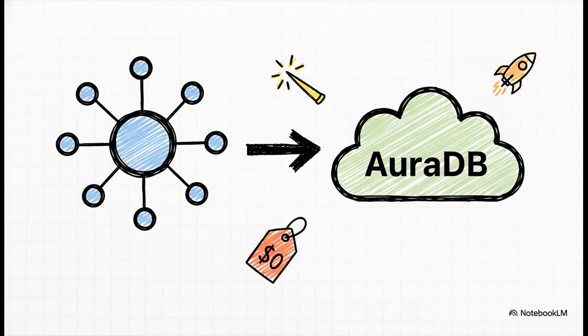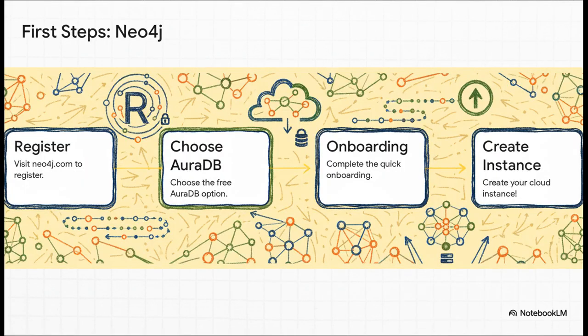So the go-to name in this space is a database called Neo4j, and the absolute easiest way to get started is with their cloud service AuraDB. It handles all the messy installation and setup for you, and the best part, it has a totally free tier so you can start playing around with it without spending a dime. And getting set up is super easy. Seriously, you just go to their website, register an account, make sure you pick the free AuraDB option, answer a couple of quick questions, and then you just hit create. In just a few minutes, you'll have your very own graph database up in the cloud, ready to go.